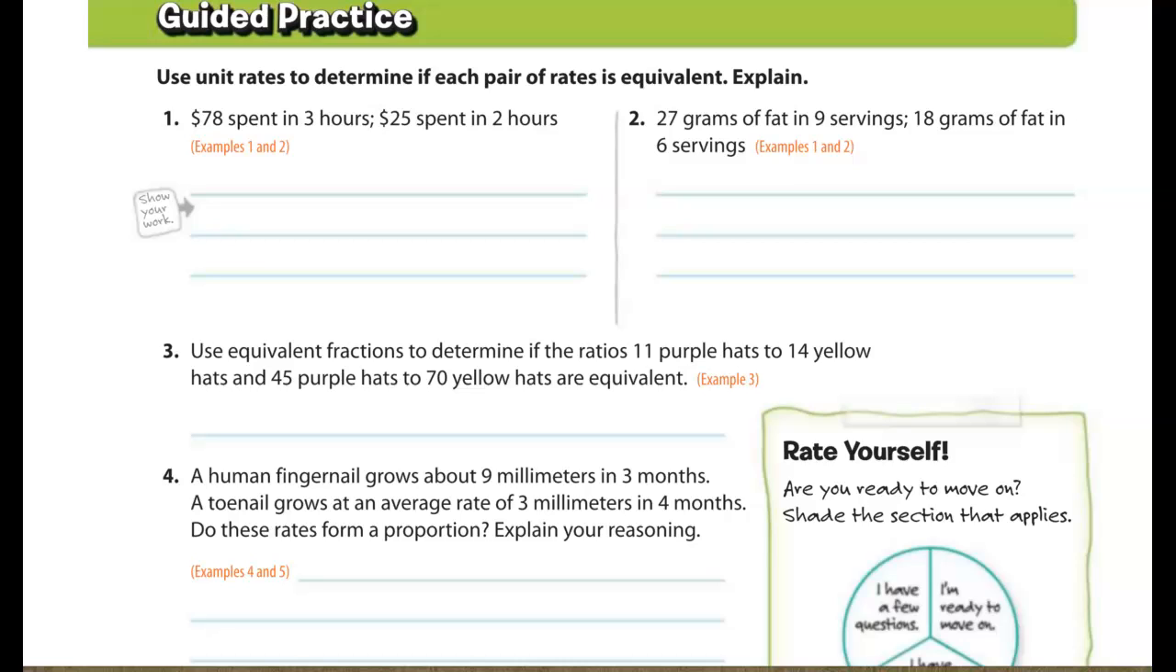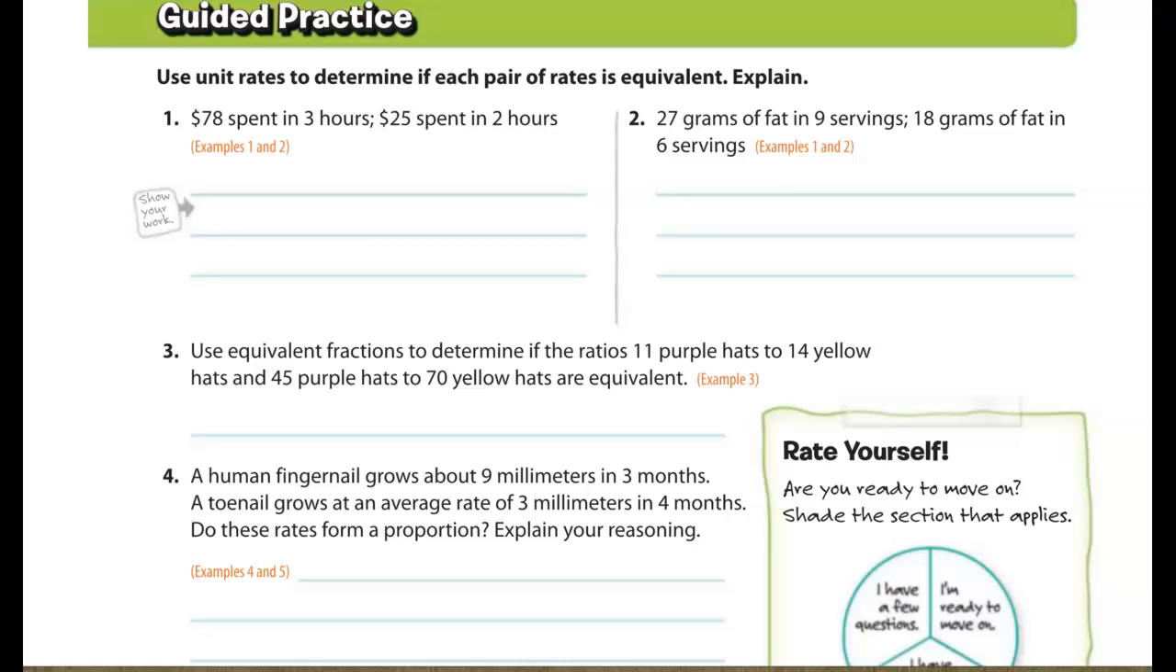And again, we need to be on page 316. We're going to use unit rates to determine if each pair of rates is equivalent, and then we're going to explain. Number 1, is $78 spent in 3 hours the same rate as spending $25 in 2 hours? Please look back at examples 1 and 2 to solve this problem. Pause the video and please solve it.